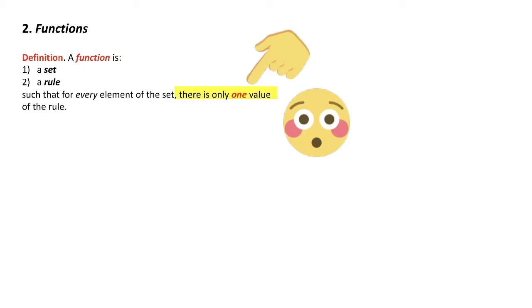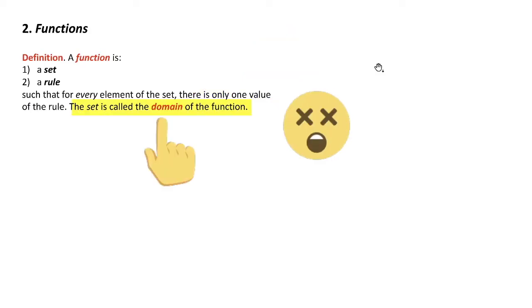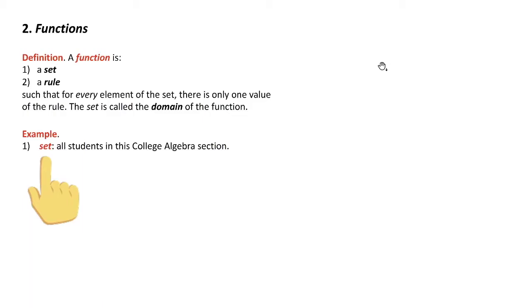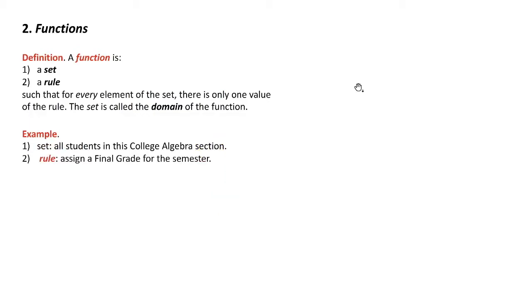Now let's look at some simple examples and think about that. We also call the set the domain. So think about this example. For a set, I'm going to say all students in this college algebra section. Everybody in the college algebra section. If I go to my UNLV grade sheet, I'll have all the students enrolled for the class. So all the students in my section. It's very precise, very well defined. And as my rule, I'm going to assign a final grade for the semester.